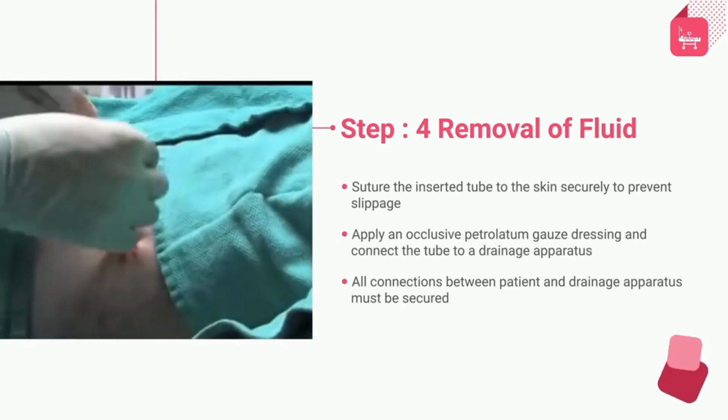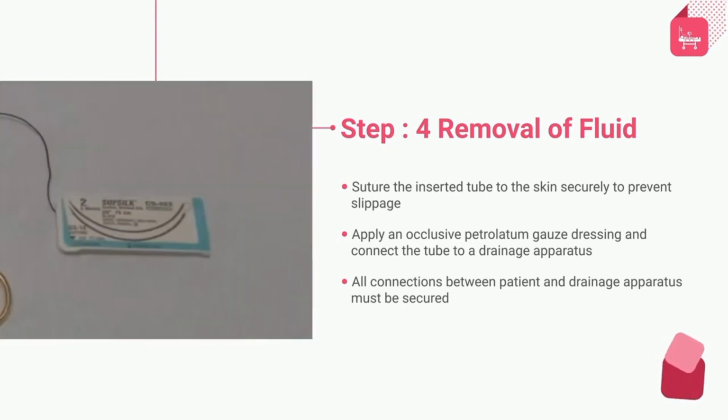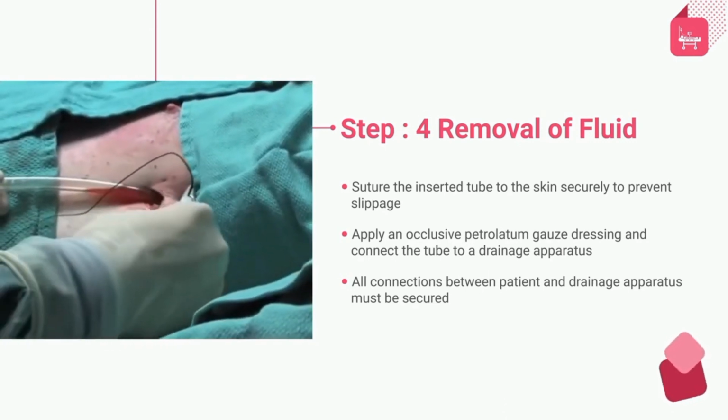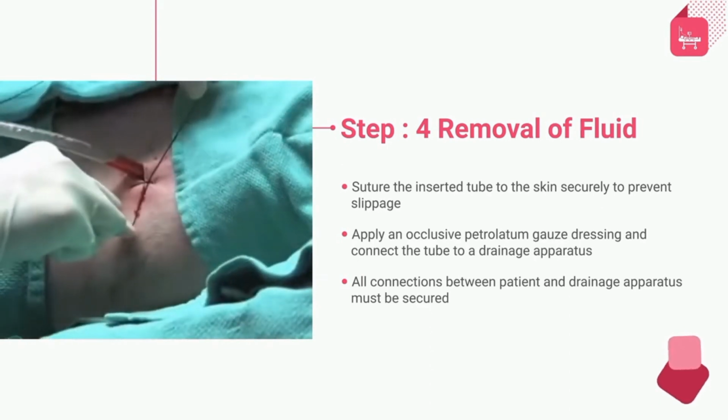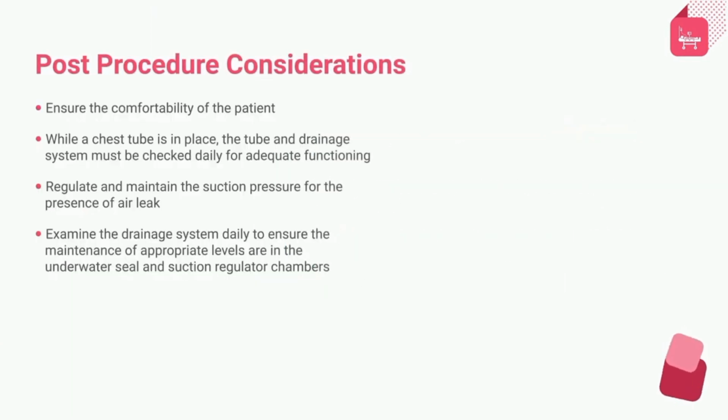Apply an occlusive petrolatum gauze dressing and connect the tube to a drainage apparatus and securely tape to the dressing and the patient. All connections between the patient and the drainage apparatus must also be tight and securely taped.